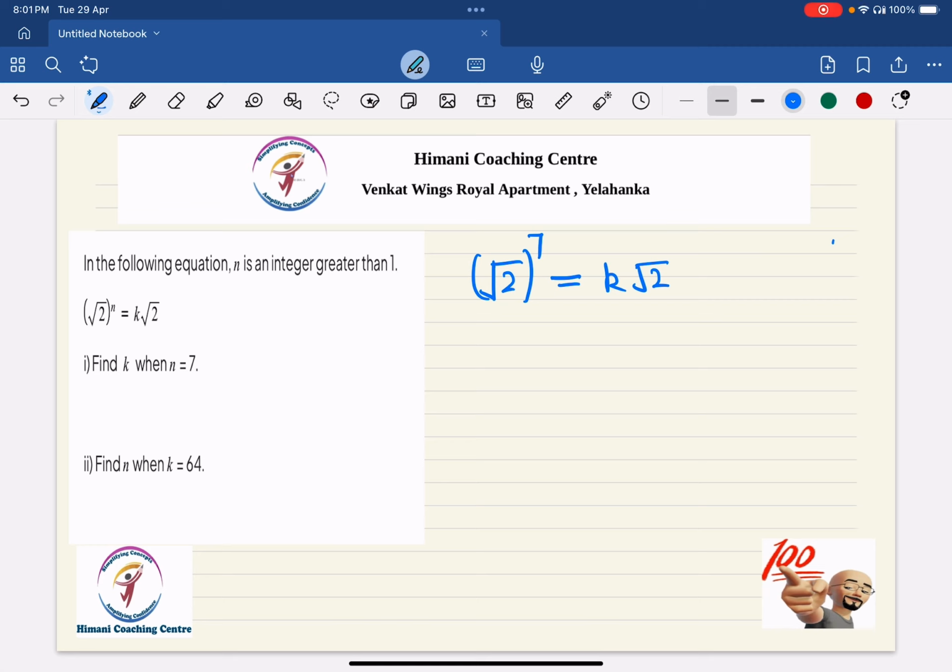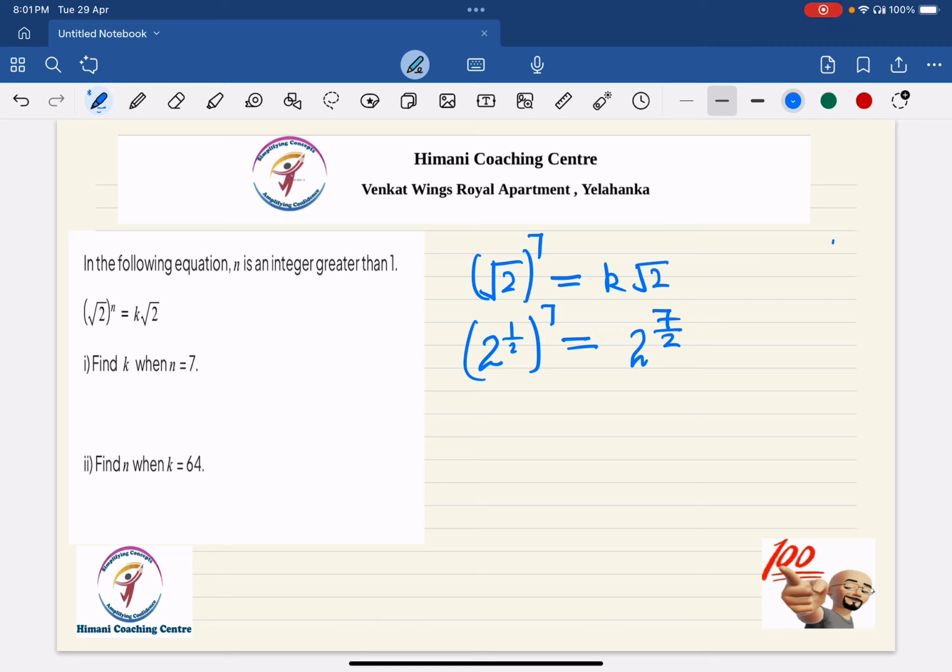See, we can write root 2 as 2 to the power half. Okay. So root 2 to the power 7 is 2 to the power half, all to the power 7. Let us keep k root 2 aside and see what will happen. So you have 2 to the power 7 by 2. Yeah, this is what we get.